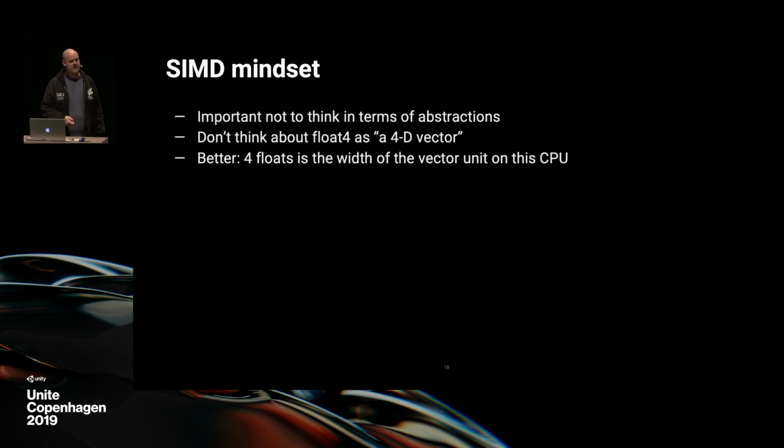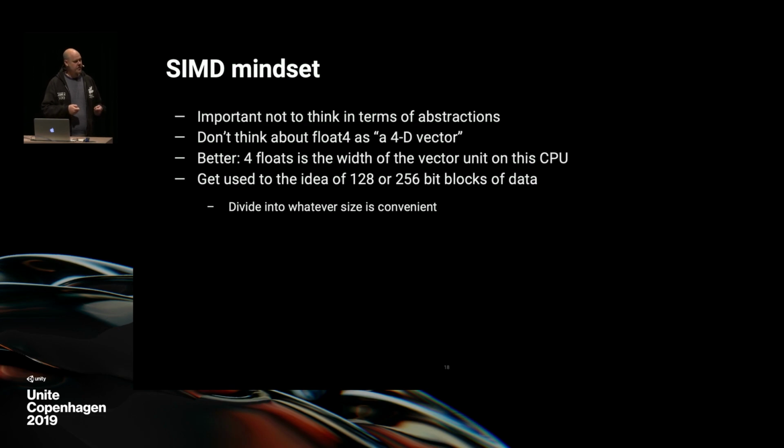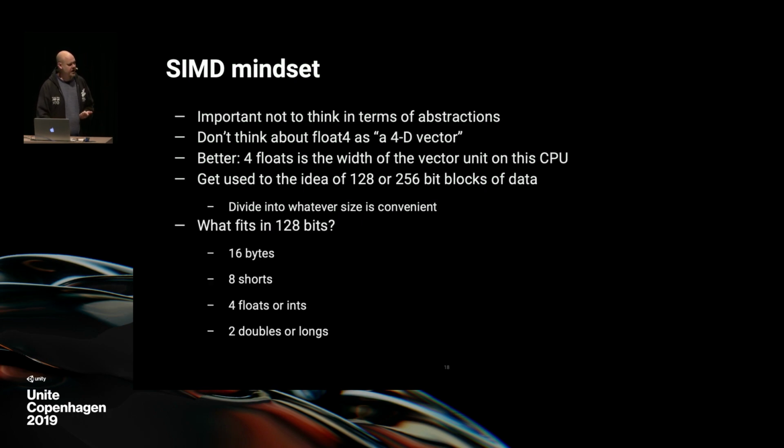The better way to think about it is, great, I'm going to target, say, this ARM device, or x86, or maybe PlayStation 4. Well, I know that the vector units on the CPU I'm targeting run at 128 bits, and that's 4 floats. Great. What does that mean for my algorithm? Once you're in that mindset, you can get used to the idea that a vector register has a certain number of bits, and you can divide that into whatever width you find convenient. What can you put in 128 bits? Well, you can put 16 bytes in there. That's pretty cool for a lot of algorithms, like if you're mixing colors. You can put 8 shorts, 4 floats, 2 doubles, if you really want to go there.